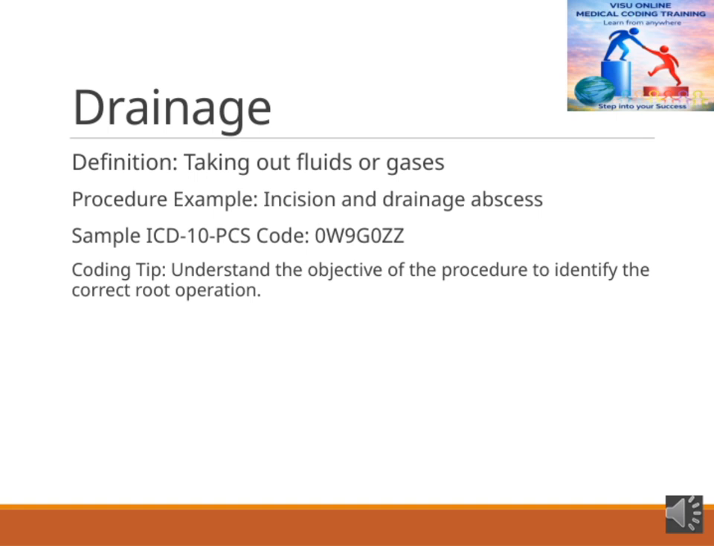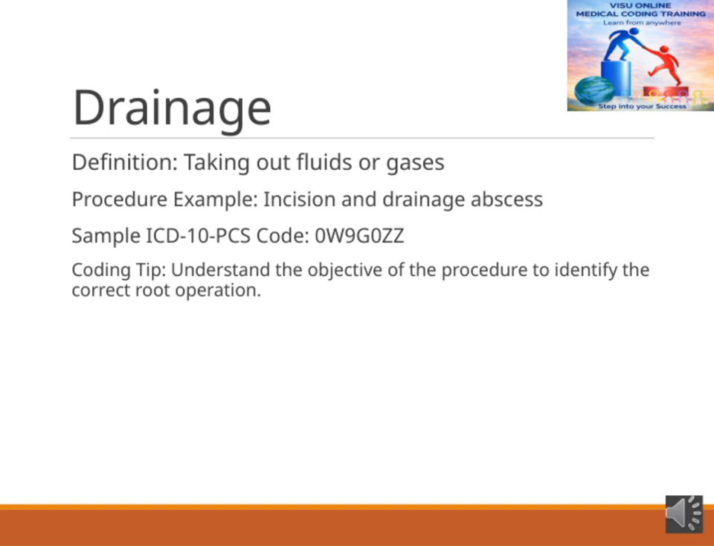Remember, understanding the objective of the procedure is crucial. It helps you identify the correct root operation, which in this case is drainage. So, the key takeaway here is that drainage procedures are all about removing unwanted fluids or gases, and your focus should be on grasping what the procedure aims to achieve to choose the right code.